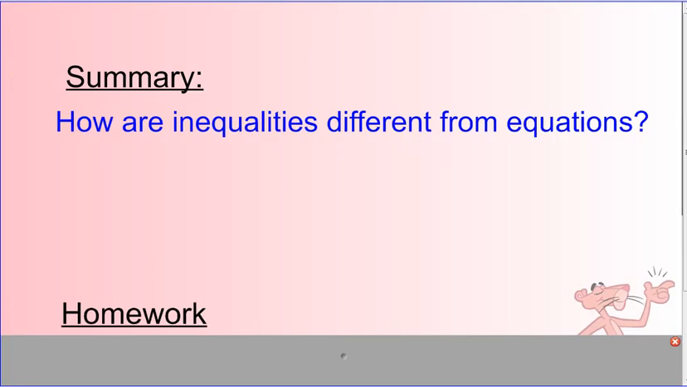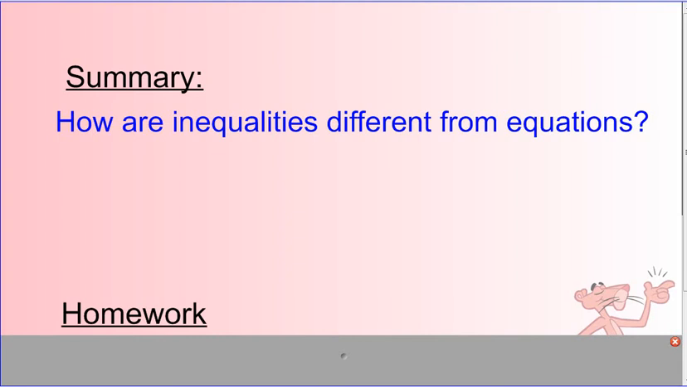Last thing, how are inequalities different from equations? So now we've seen how to solve inequalities for a couple lessons. We've seen how to solve equations way back in chapter 3. How are those things similar or different? How are inequalities different from equations?